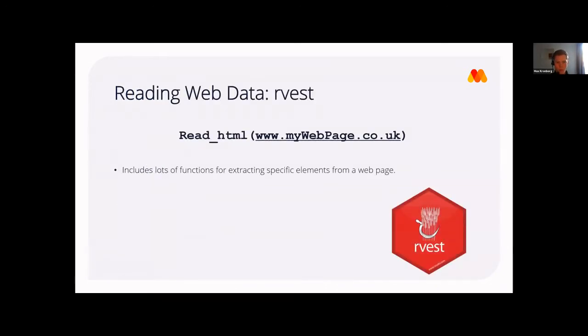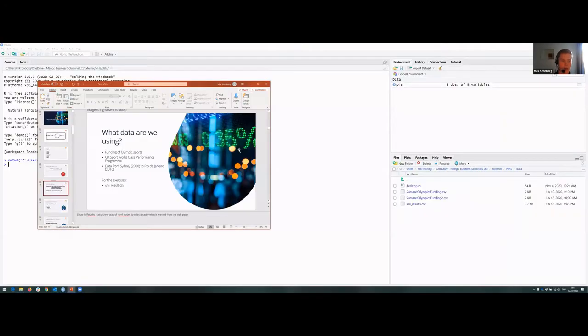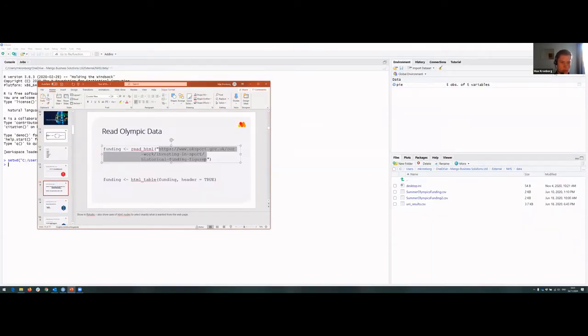So the first one we'll look at is rvest, which, like I said, lets you read elements from web pages. So if there's a web page with a bunch of data on it that you'd like, you would probably be using this. So if we take a look at this example here, there's a link to the Olympic summer funding data set that we're going to be using. So it's the same one, but just to demonstrate, we can pull that in from online as well. I'll just post this link in the chat just so you have it.